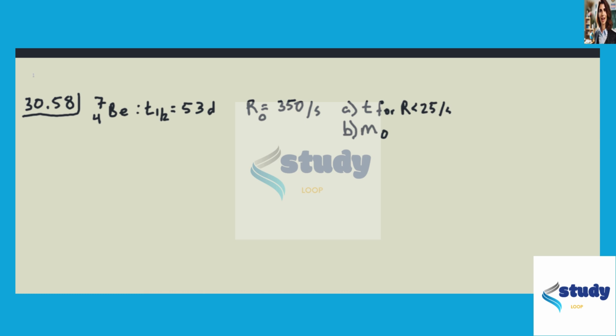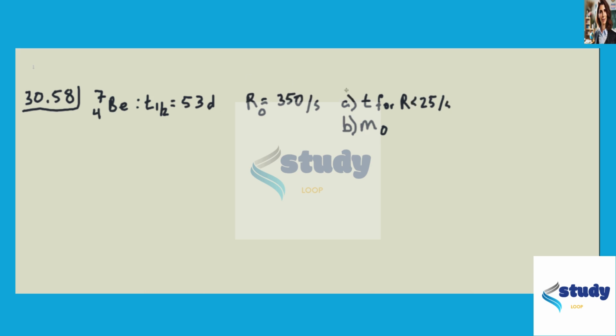30.58. So we have beryllium-7, and it decays with a half-life of about 53 days. The problem tells us that it gets produced in the upper atmosphere and then sort of falls onto the surface of the Earth. And so we've gone and picked up a plant leaf and found that it's having 350 decays per second from beryllium-7. And so how long do we have to wait?